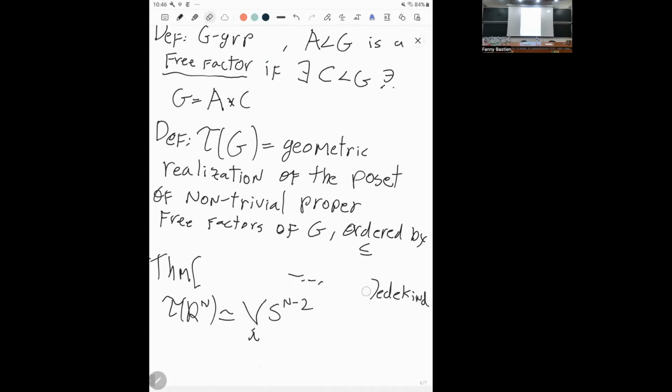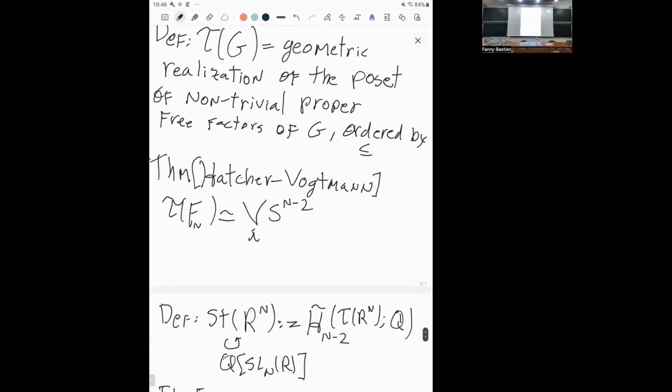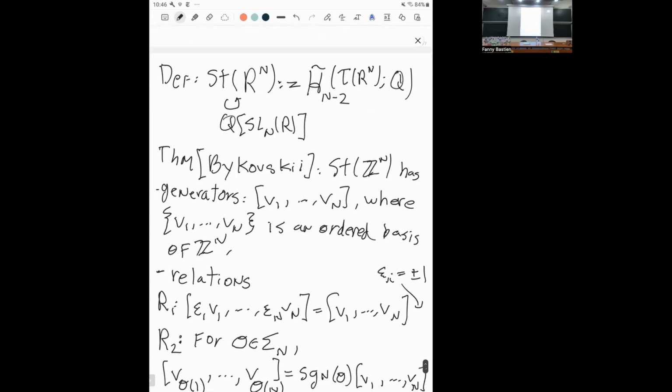And analogous to the Solomon and Tits theorem, we have the following theorem due to Hatcher and Vogtmann. They showed that the Tits building on the free group is also homotopy equivalent to a wedge of (n-2)-spheres. And so one can define the Steinberg module on F_n to just be the reduced rational homology in degree n-2 of the Tits building on F_n. And for the same reasons as before, the Steinberg module has an action of Q adjoin Out(F_n) on it.